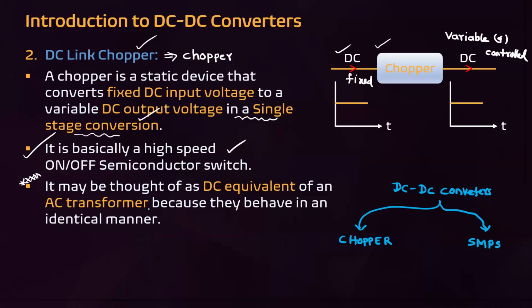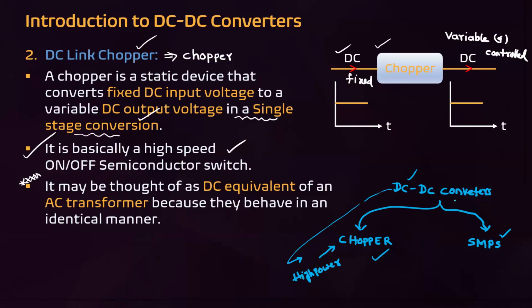Switched mode power supply, even SMPS, is also a DC to DC converter. Chopper is also a DC to DC converter. But what is the difference here? If the DC to DC converters are used for high power application, just like in motor control, then that is nothing but a chopper.